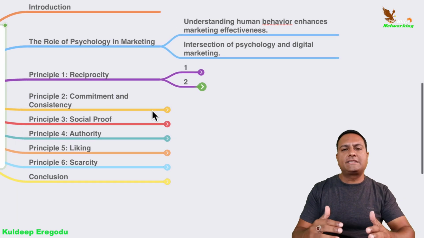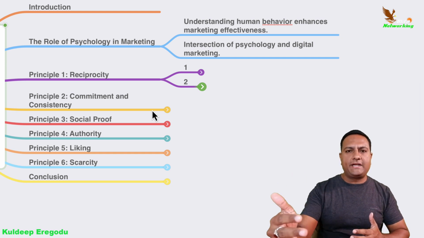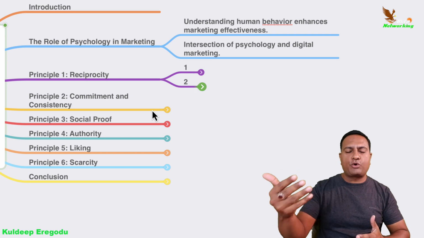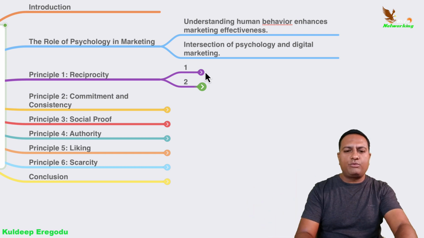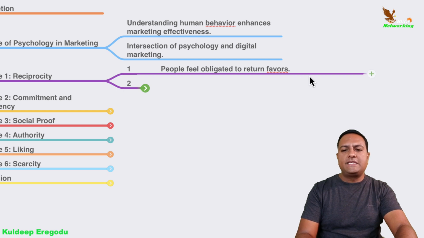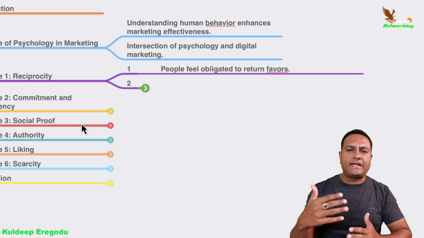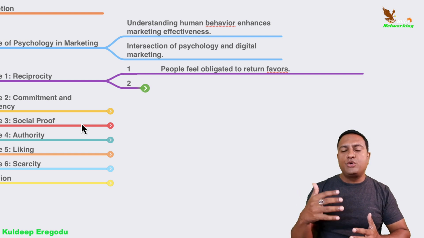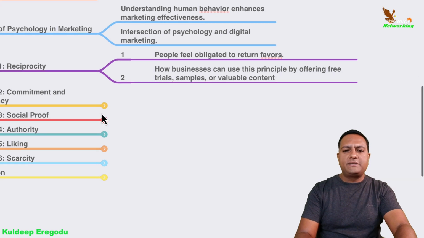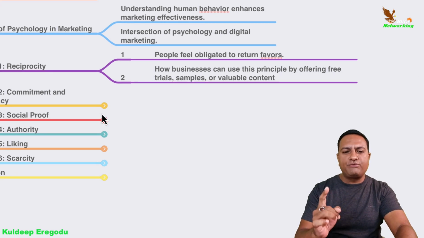See, reciprocity is something where you are obligated, say, when you give something and you are obligated to reciprocate for that. Now there are two aspects. One is people feel obligated to return a favor. Whenever you give a favor, they feel obligated to return that particular favor. Now, how can you encash that? We will understand that. The second one is how business can use this principle by offering free trials, samples, or valuable content.